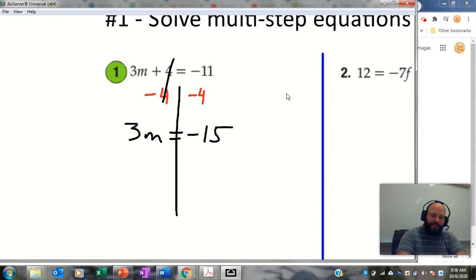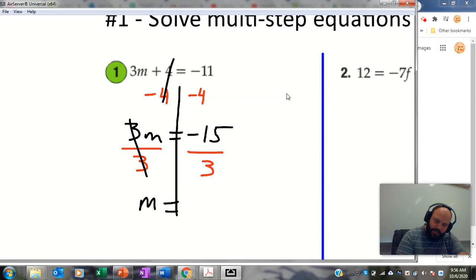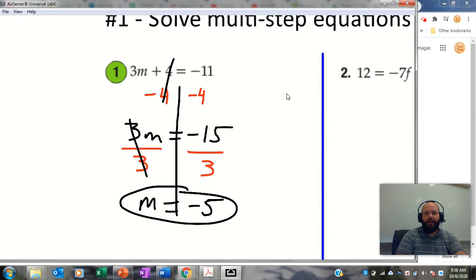All right, now looking at our new expression, the m still has a 3 attached to it, and that 3 is multiplying the m. So in order to undo multiplication, we are going to divide. So we're going to divide this side by 3, and then we're going to divide this side by 3. Now, when I do that, that is going to undo the 3, and I'm going to be left with m equals negative 5. There's your solution. M is negative 5.